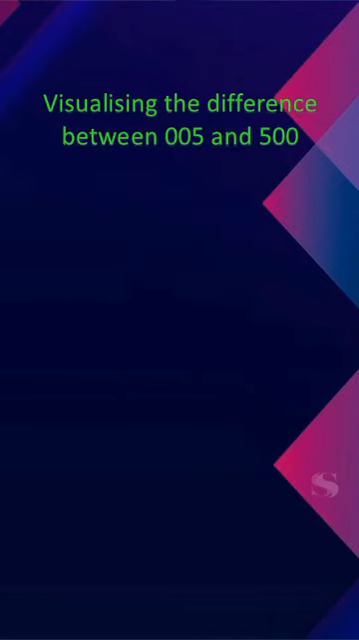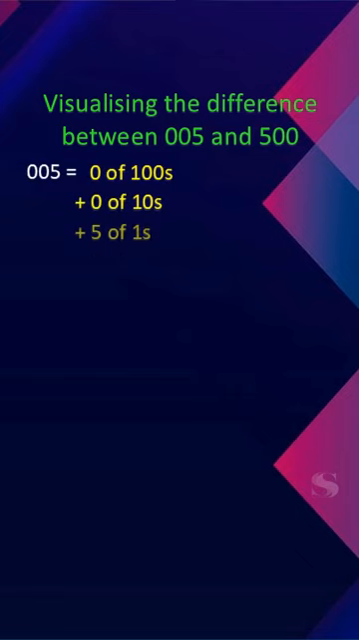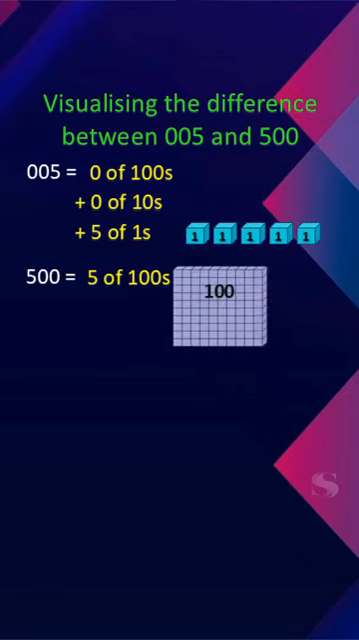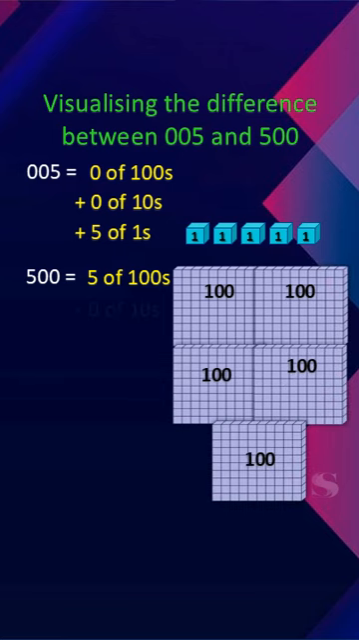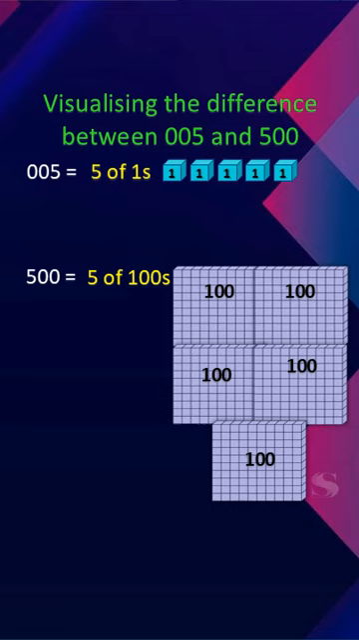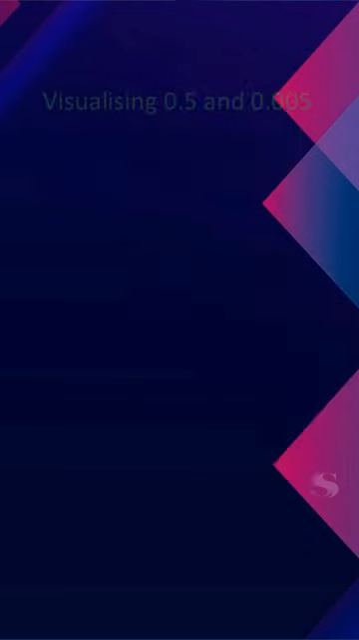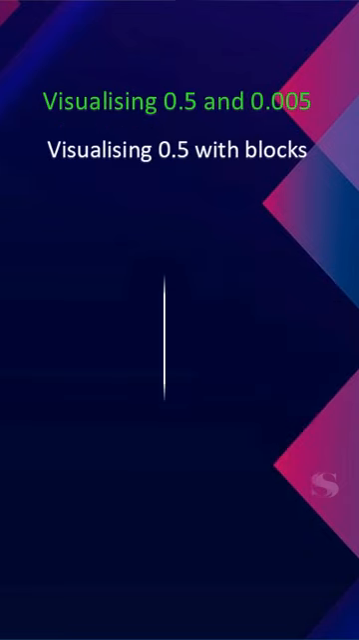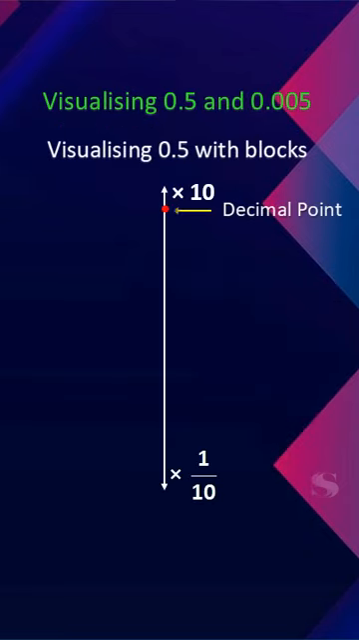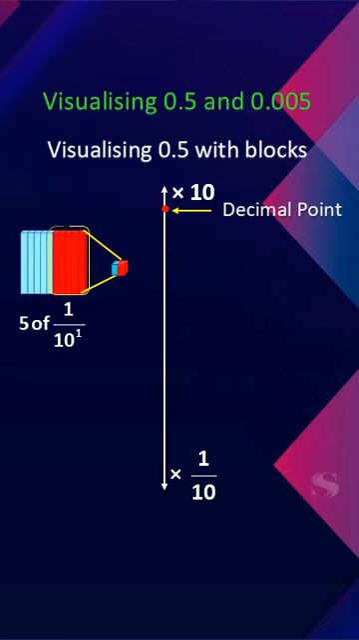In the whole part of decimals, it is important to vividly visualize how 005 is just 5, whereas 500 is 500. The flexibility to visualize the packets in numbers is critical to number sense. Visualization of the packets is also the way to see the difference between 0.5 and 0.005.